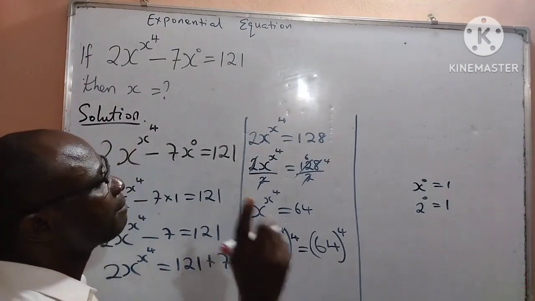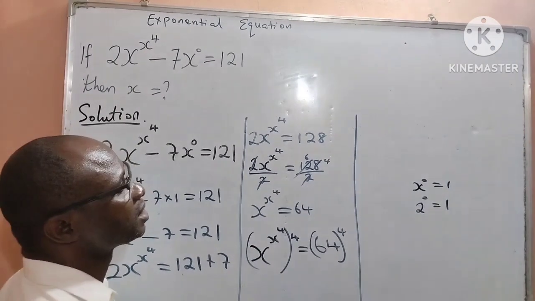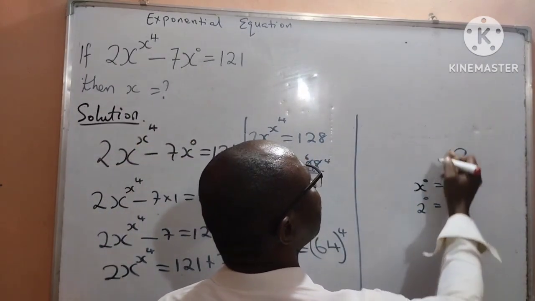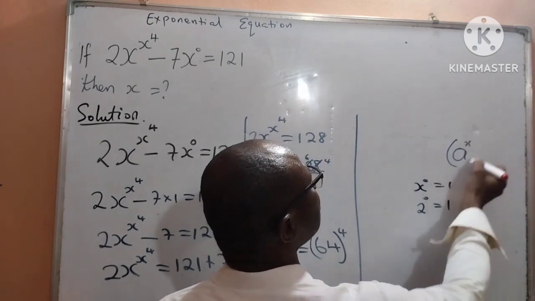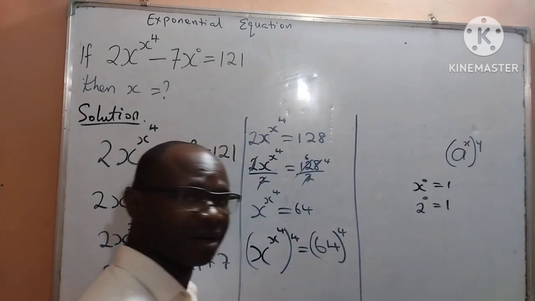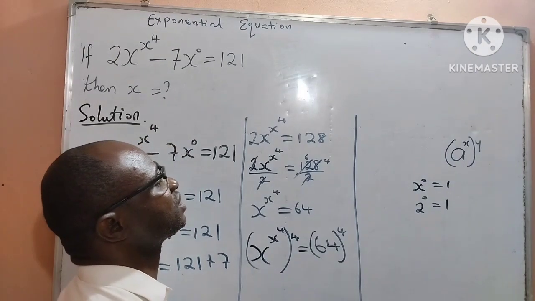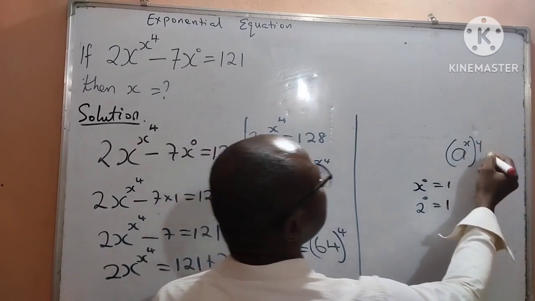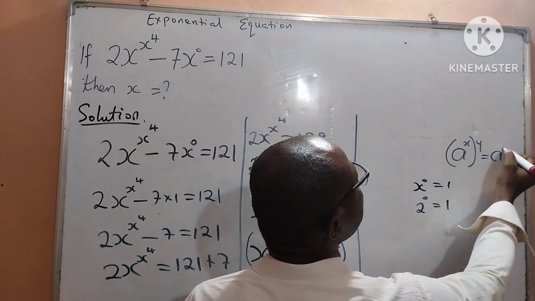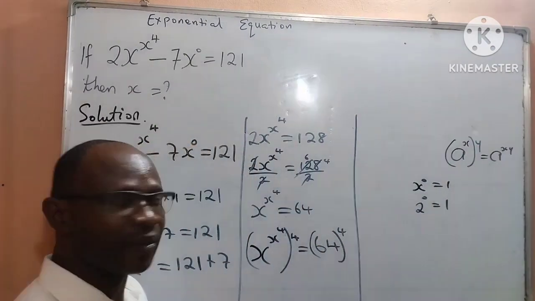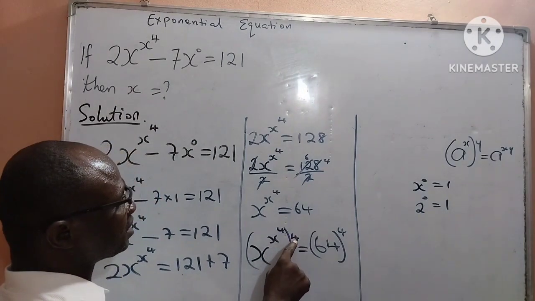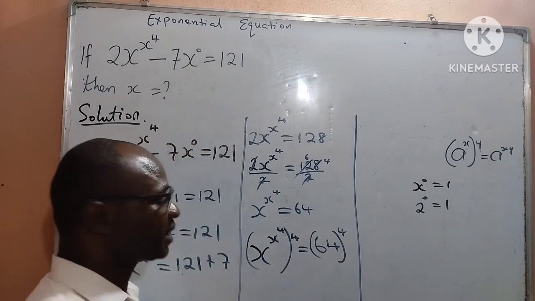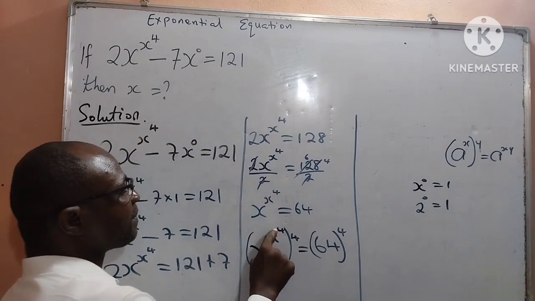Alright, by the law of indices, we have it that if we are given a raised to power x, into power y, by the law of indices, which is the exponential rule in indices, both of them will multiply to give me a raised to power xy. In other words, I will multiply this 4, which is represented by my y here outside the bracket, with this x to the power 4.